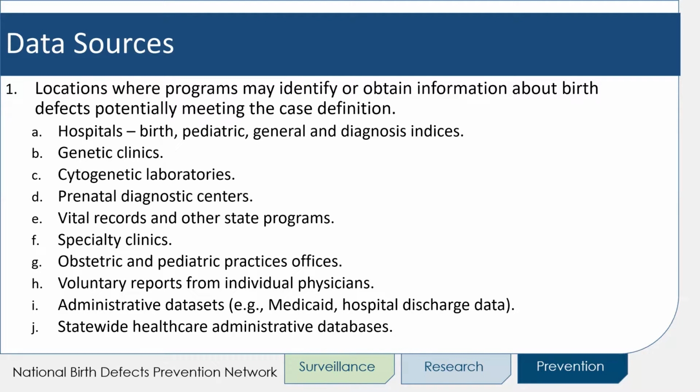voluntary reports from individual physicians, administrative data sets such as Medicaid and hospital discharge data, statewide healthcare administrative databases. The strength of any birth defect program is multiple source ascertainment, as no one source finds everything. Your chances of having complete data are higher when using multiple sources.